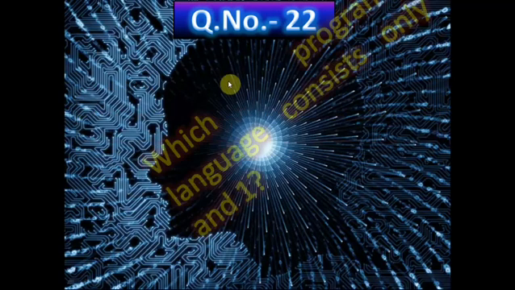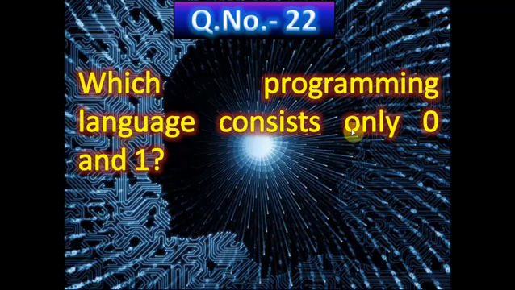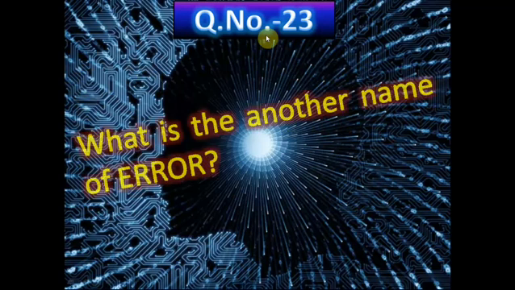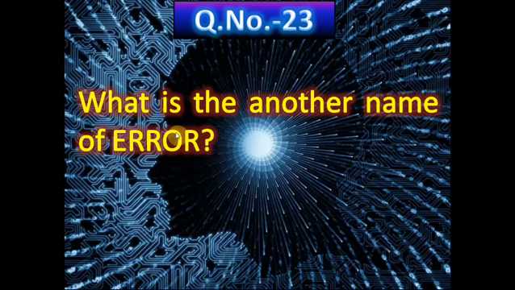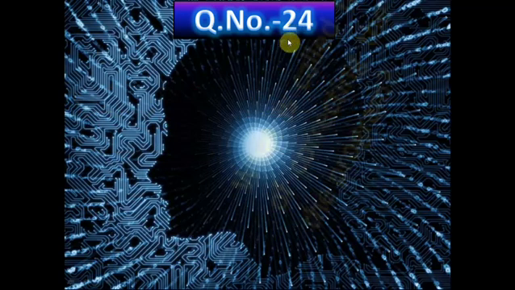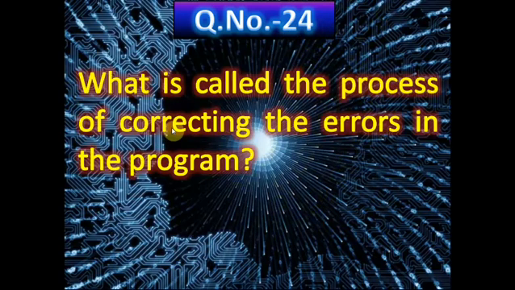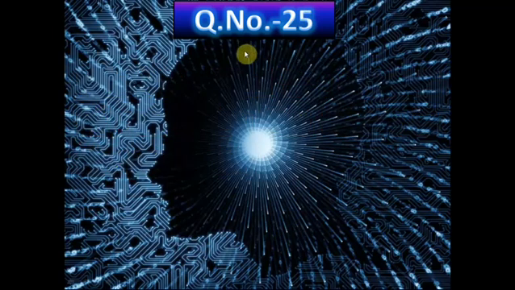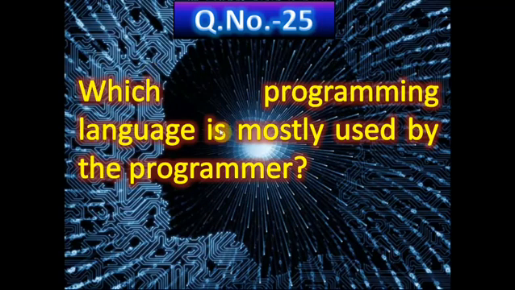Now question number 22, which programming language consists only the series of 0 and 1? Now question number 23, what is the another name of error? Question number 24, what is called the process of correcting the errors in the program? Now question number 25, which programming language is mostly used by the programmer? It means which programming language is widely used by the programmer nowadays?